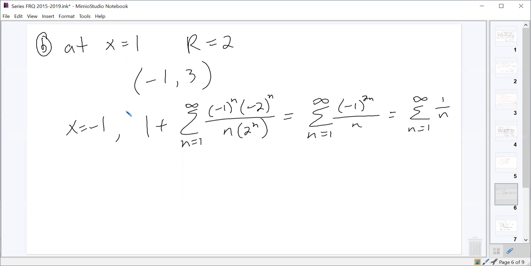But a 1 plus in front of it's not going to affect this. This is what series? This is the harmonic series. So we can say this diverges by the p-series test.